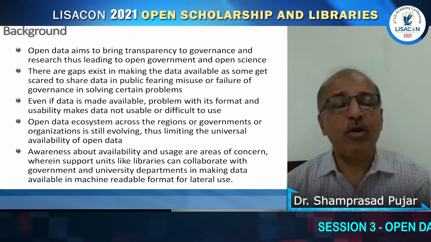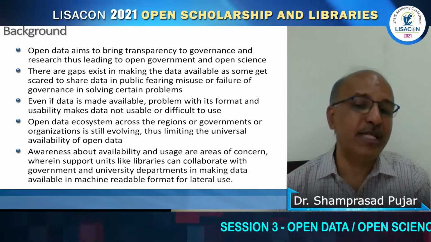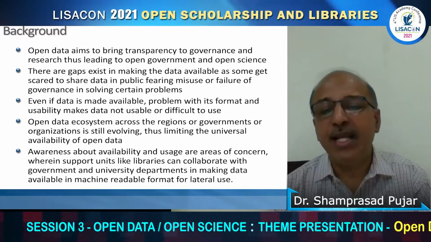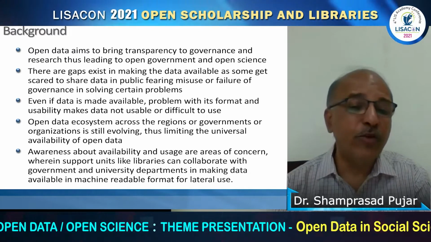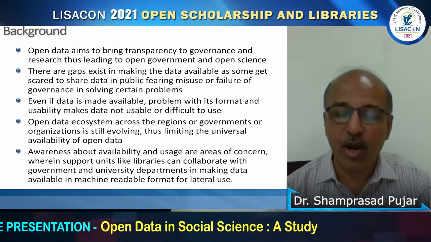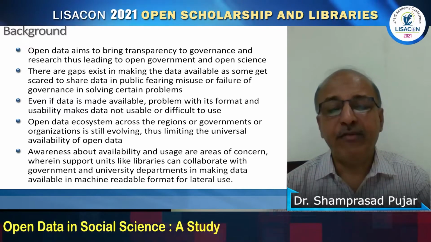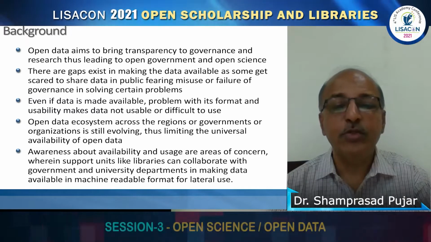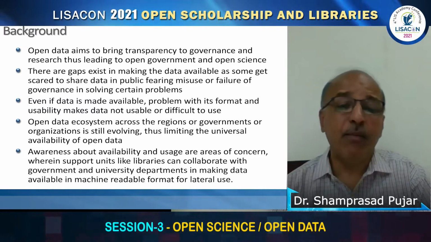The other problem being faced is that the open data ecosystem across regions and governments has not yet evolved. It's still evolving, thus limiting the universal availability of data. For example, a particular country's data or a particular state's data may not be available, because not every government is developing an open data ecosystem so that universal availability of data can be possible.